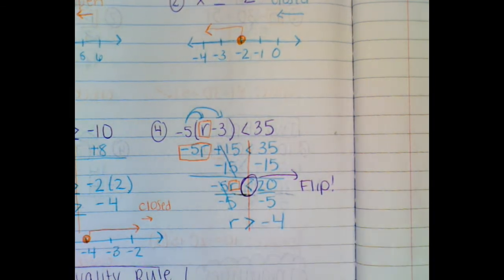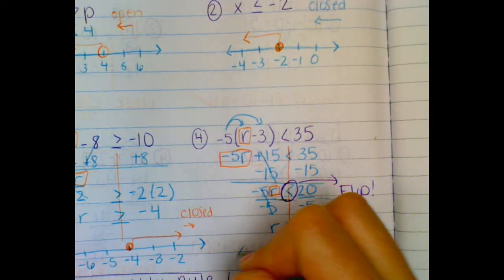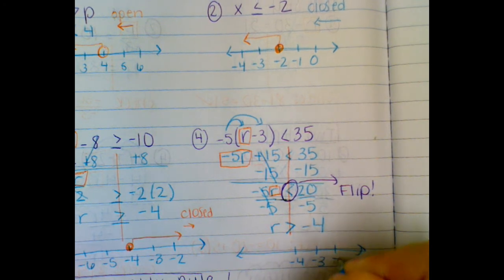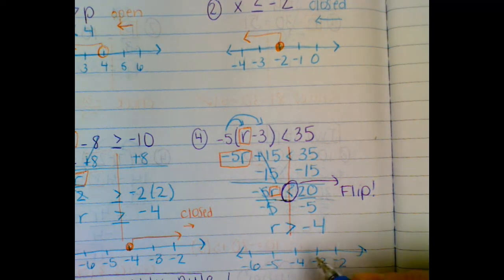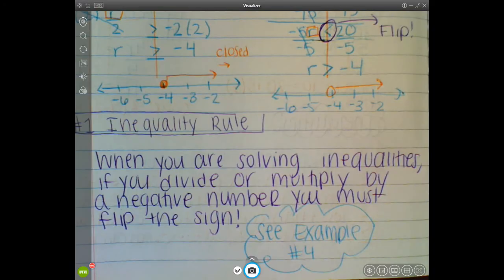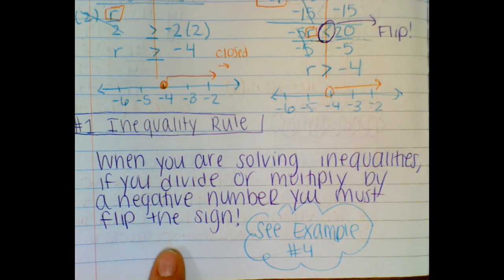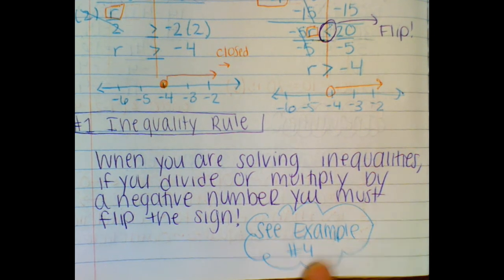So it's actually going to look like the same number line over here. There's just one little difference. My one little difference, okay, is that it goes an open circle. Okay, so there's my graph. Now you might have to pause. This is the number one rule. If you divide or multiply by a negative number, you have to flip the sign, and just like we did in number 4. So pause it and take the notes.